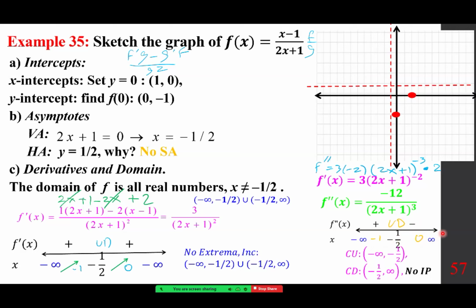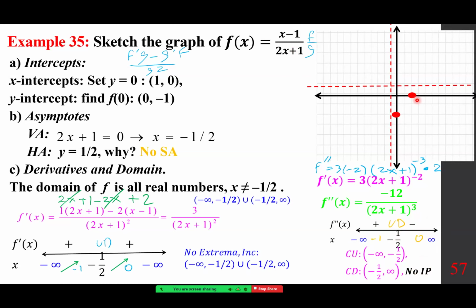And normally the change gives us an inflection point. However, why is it that we don't have an inflection point? Because -1/2 is not part of the domain. Okay, and so these are the 2 points that we have.